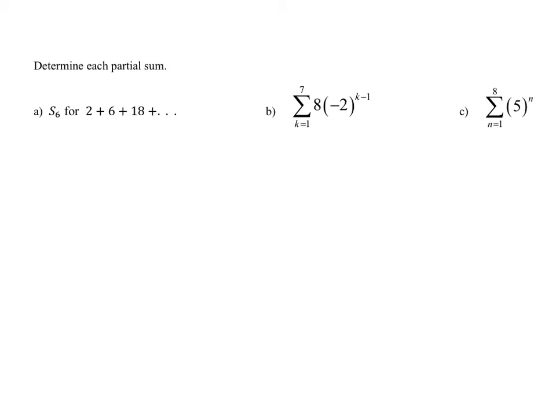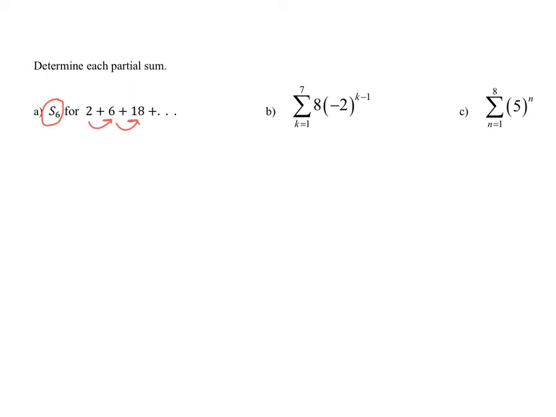So looking at example A, it says we want to find S sub 6. So this means we're finding the sum of the first 6 terms for the sequence that starts out with 2 and then 6 and then 18. So we want to identify the pattern from 2 to 6 and then 6 to 18. And assuming that pattern continues, we want to determine the sum of the first 6 numbers without actually adding all of the individual 6 terms together.